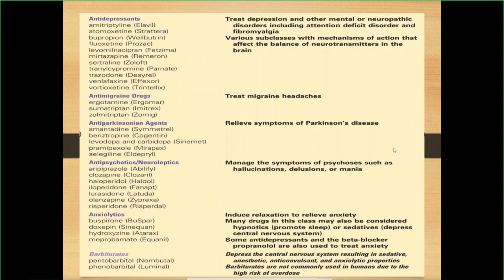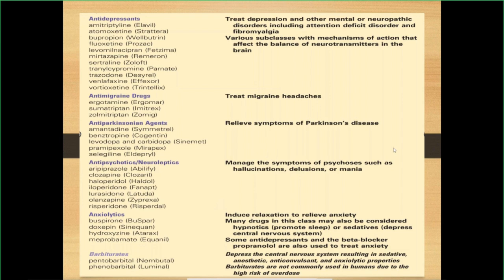Examples: amitriptyline, Elavil; atomoxetine, Strattera; bupropion, Wellbutrin; fluoxetine, Prozac; levomilnacipran, Fetzima; mirtazapine, Remeron; sertraline, Zoloft; tranylcypromine, Parnate; trazodone, Desyrel; venlafaxine, Effexor; vortioxetine, Trintellix. Anti-migraine drugs treat migraine headaches. Examples: ergotamine, Ergomar; sumatriptan, Imitrex; zolmitriptan, Zomig.